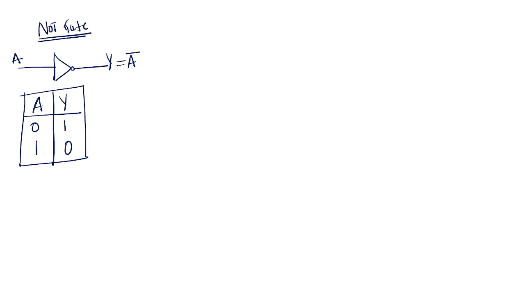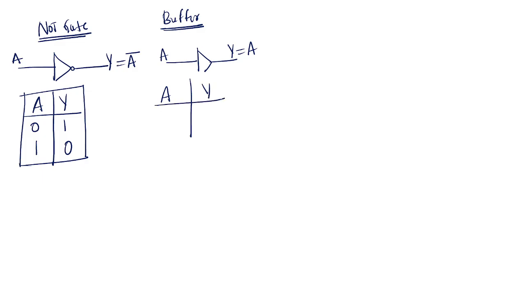And next, buffer. Buffer means whatever input you are giving, you are getting the same output. Y equal to A. In the truth table, A and Y: 0 gives 0, 1 gives 1.